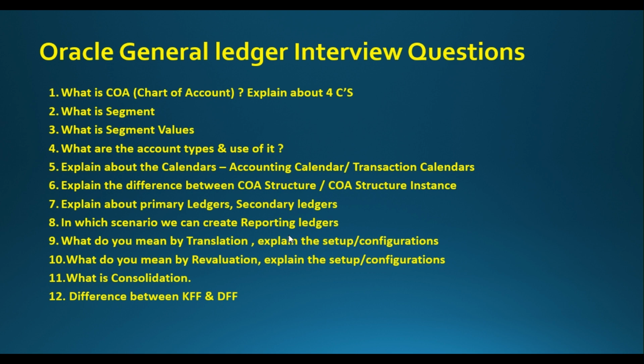Okay, so the first thing is basically you need a calendar, you need a currency, and you need to have accounting convention. Okay, so the four C's, I'll repeat here. You need to have a chart of account, basically the account structure, and you need to have accounting calendar, and you need to have a currency, and the last one is your accounting convention.